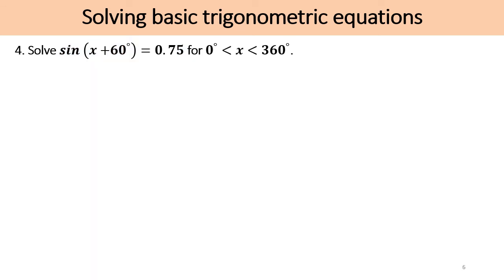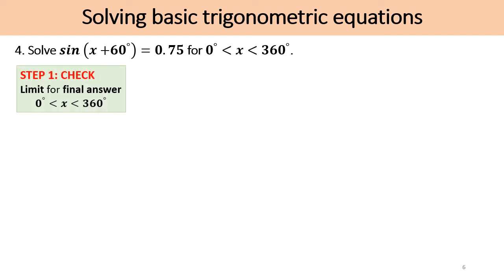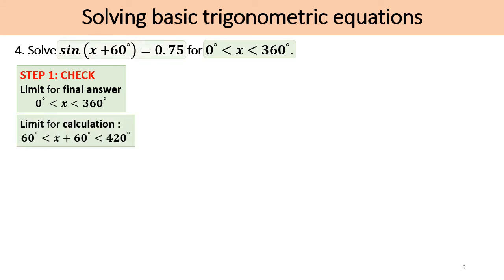For the last question, we have sin(x + 60 degrees) = 0.75, and we need to solve this equation for x between 0 and 360 degrees. So the first step is to check the limit for the final answer, and then we need to determine the limit for our calculation. So our new limit for calculation will be x + 60 degrees, the angle given in the question, should be between 60 degrees and 420 degrees.